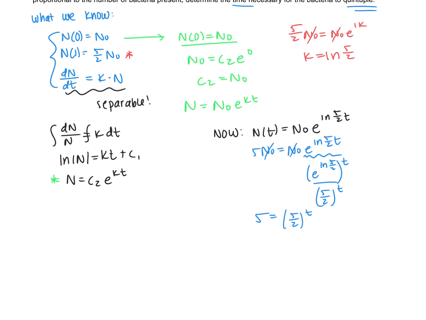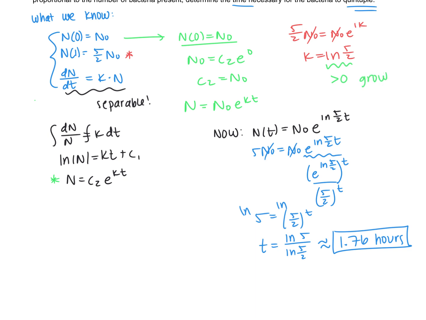You can put this in log form. You can take the natural log of both sides, whatever you prefer. So I end up with t is equal to the natural log of 5 over the natural log of 5/2, which is about 1.76 hours. Now, one thing that I should have mentioned earlier that hopefully you did a mental check: when you got this value of k, you should have asked yourself, does that make sense? What we know is that the natural log of 5/2 is positive, so this is a growth situation. So yes, that would make sense.